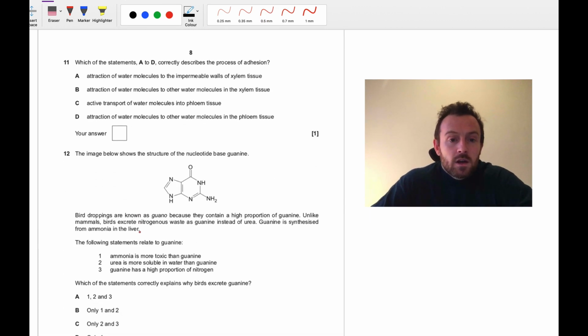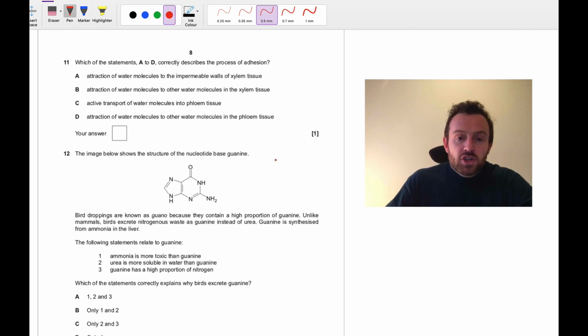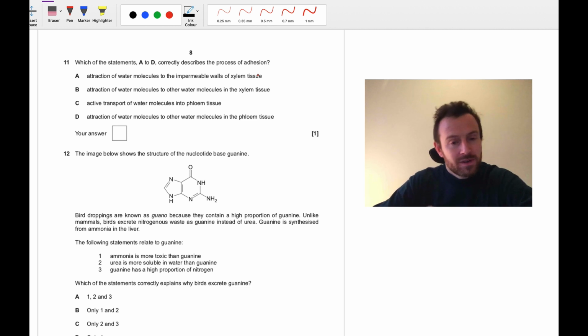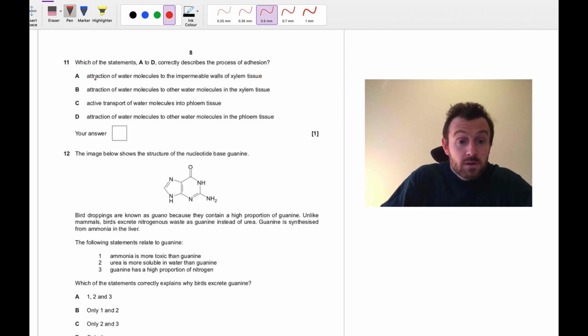11. Adhesion. This is just a definition question. Adhesion is water molecules sticking to something else, not to each other. To each other is cohesion. It's to the walls of something, for example, the xylem. So, yeah, it's going to be A. Just double check. No, that would be cohesion. No, that's not a thing. And that again would be cohesion in the phloem, so the answer is A.